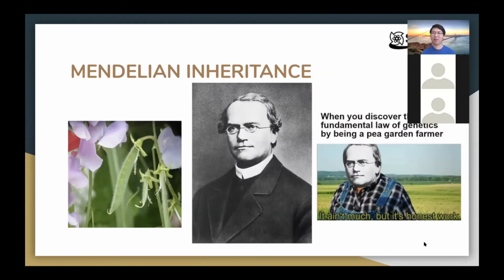So let's start with our favorite Austrian monk. His name is Gregor Mendel. And Gregor Mendel was growing a pea garden because he wanted to learn about how heredity, how inheritance works. If you haven't seen one before, here's a pea plant. Notice that you have the pea pod, you have flowers, and they have a certain color. This will become important later. As it says here, Gregor Mendel was a pea garden farmer, and he discovered some of the fundamental laws of genetics through his experiments in his pea garden.